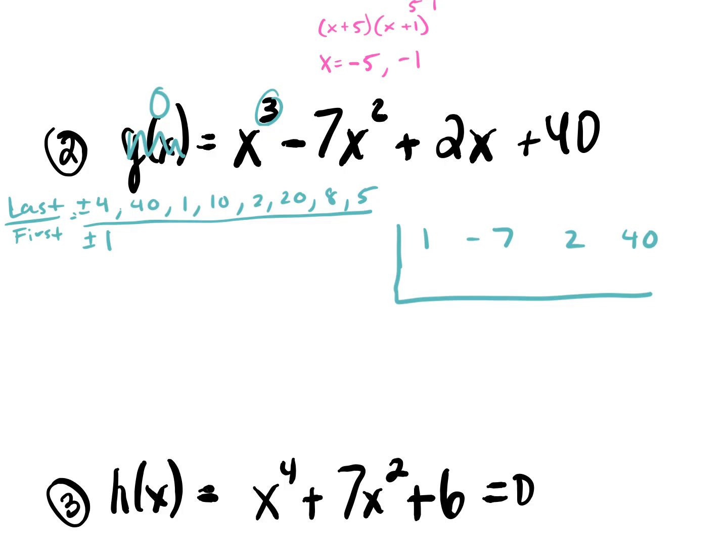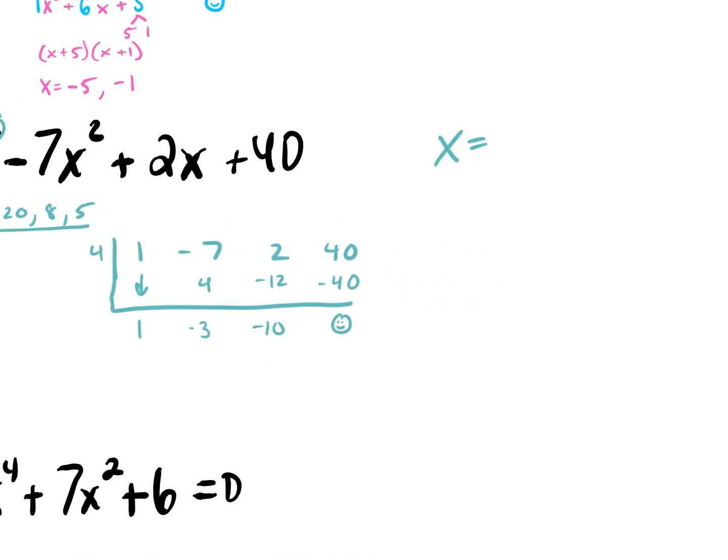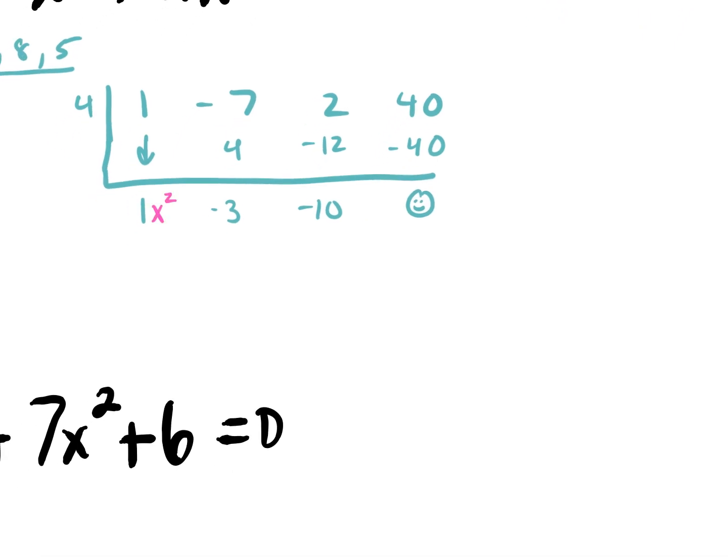What do you want to try first? We can try 4. So drop down the 1, multiply. We get 4, add -3, multiply -12, add -10, multiply -40. Does it work? Yes. So x equals 4 is going to be one of our answers. How many more do we have left to find? 2 more. What can we do next? Let's try factoring. Since we only have 2 left, let's make this x squared minus 3x minus 10. Do we have 2 factors of -10 to add to -3?